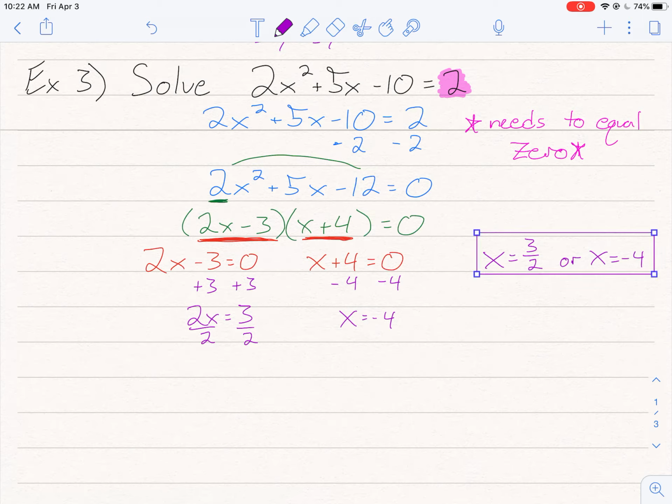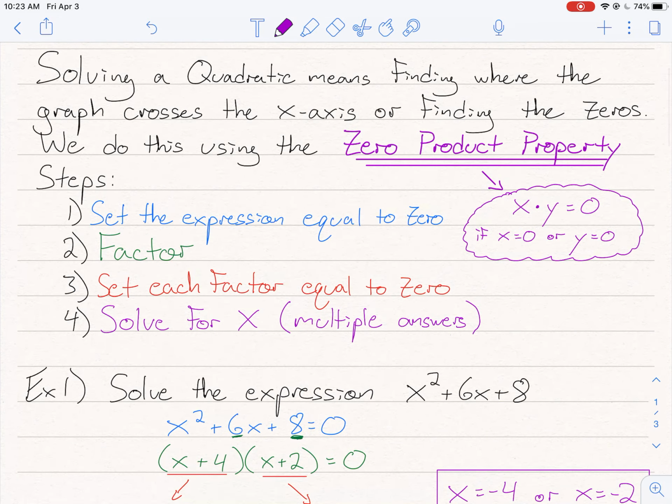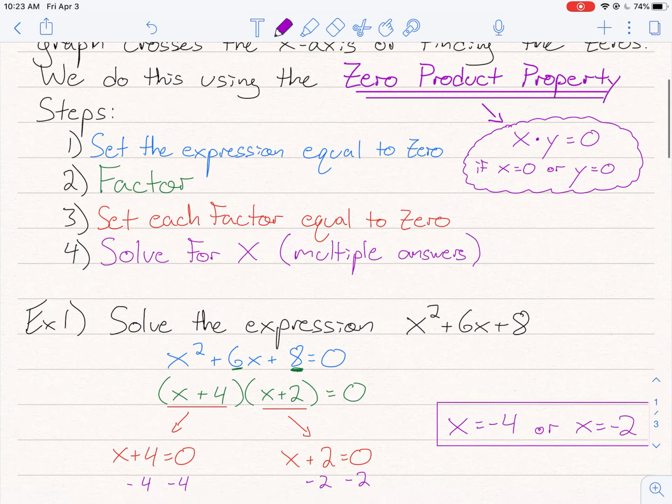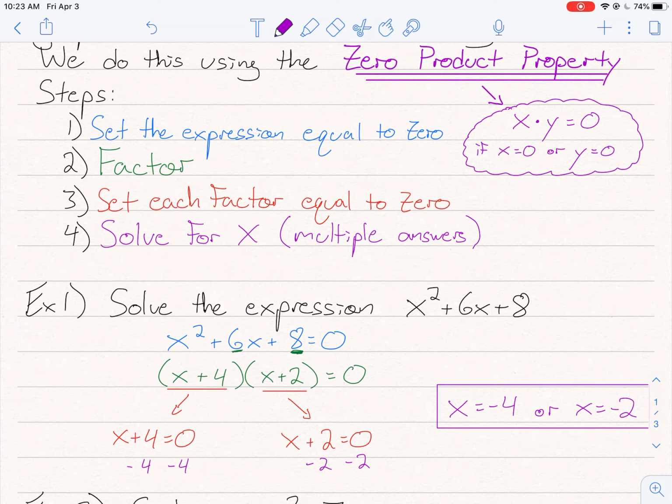So this one gave us answers where one was a fraction and one's a whole number, but that's okay. There's still two different zeros. So solving by factoring, let's review the steps again. You have to set the expression equal to 0 first. Then you're going to factor. Factoring we already know. We spent an entire unit on it. You're going to set each of those factors equal to 0, and then you just have to solve for x where it's going to give you multiple different answer choices.